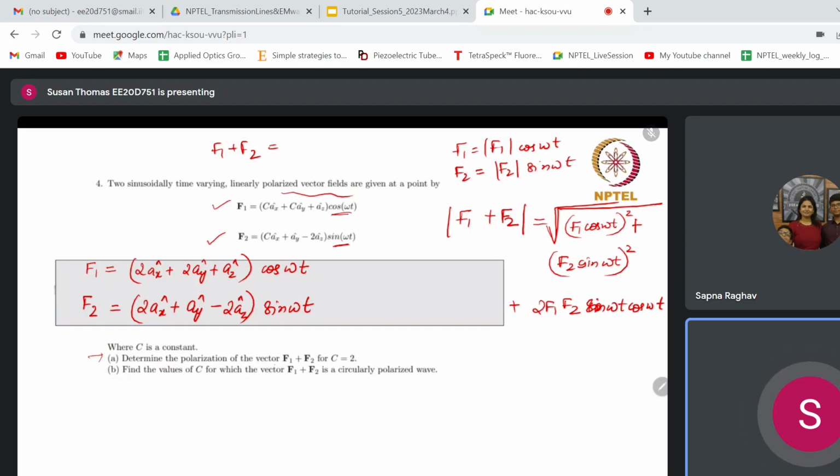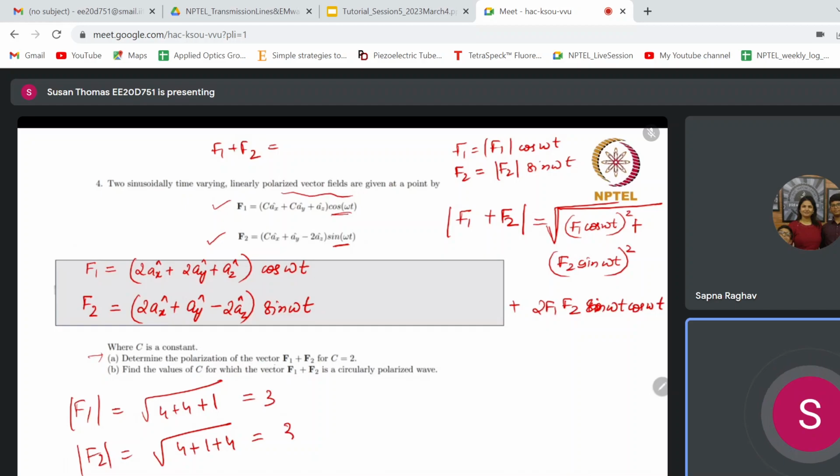Now, if the resultant has to be... first we need to understand what happens when C is equal to 2. In that case, we can find the magnitude of F1 and F2 separately. Modulus of F1 will be root of 4 plus 4 plus 1. What is the magnitude of F2? Root of 4 plus 1 plus 4. So this is 3, and this is also 3.